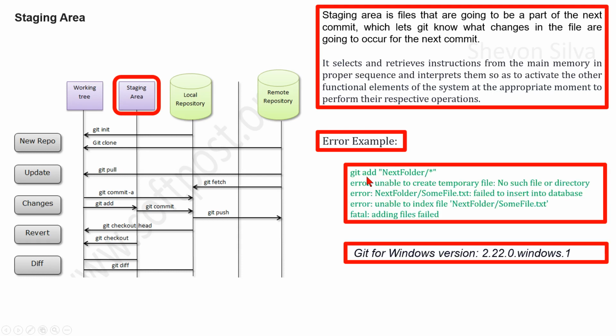As an example, here we can consider these error messages. Error: unable to create temporary file, no such file or directory. Error: next folder/some file.txt failed to insert into database. Error: unable to index file next folder/some file.txt. Fatal: adding files failed. This error occurred in Git for Windows version 2.22.0.windows.1.